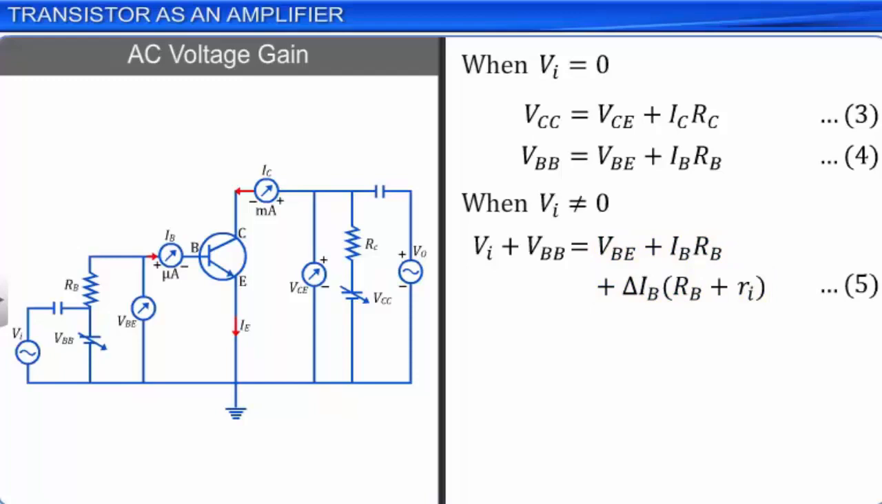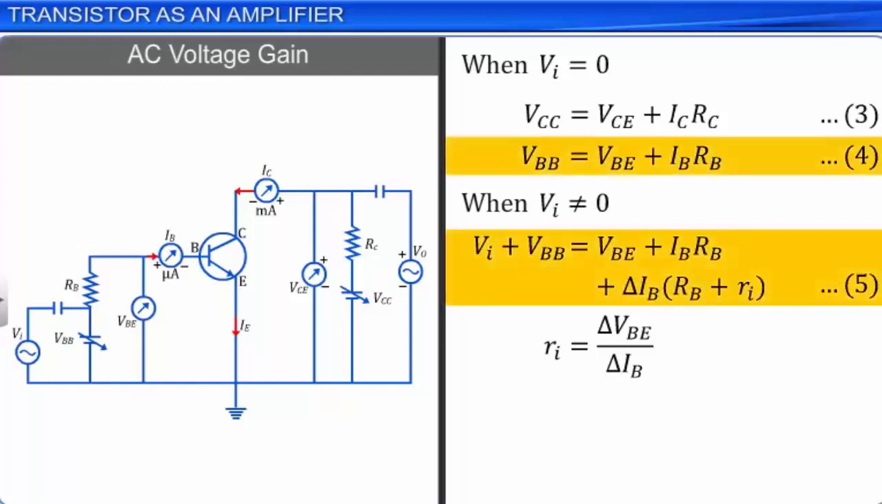From equations 4 and 5, we can write the input voltage VI is equal to delta IB into RB plus Ri. The input voltage VI can be written as VI is equal to delta IB into R. Let this be equation 6, where R is equal to RB plus Ri.